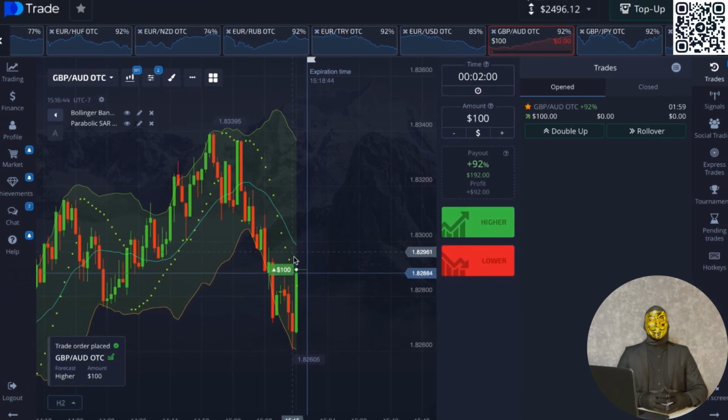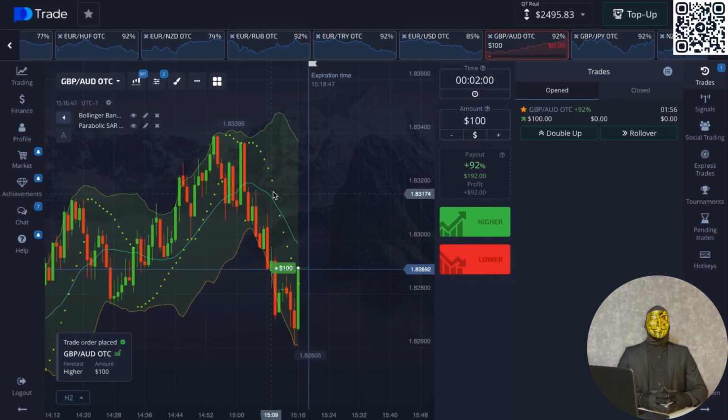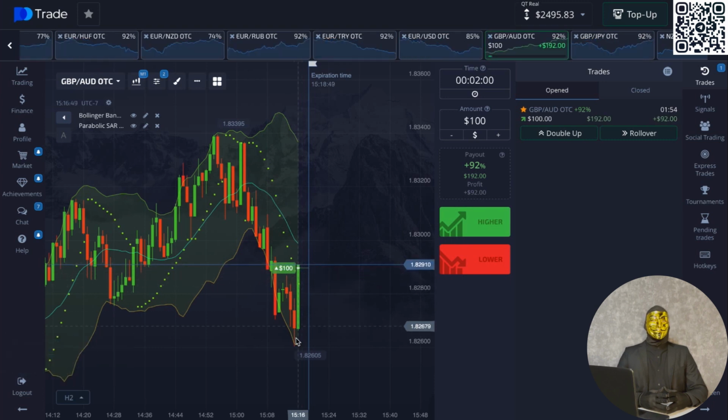So, here I will open a position for an increase, because we have broken through the parabolic SAR indicator and now the indicator points will reverse to below, which will mean the beginning of the uptrend. We are also bouncing strongly from the lower border of the Bollinger Bands indicator. This is also a very good buy signal. Now we are waiting for the end of this transaction.